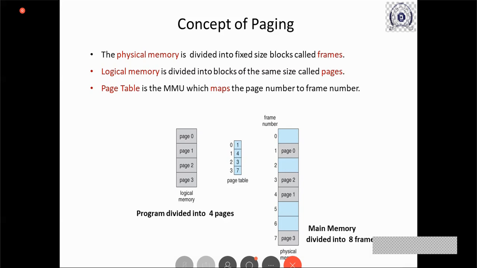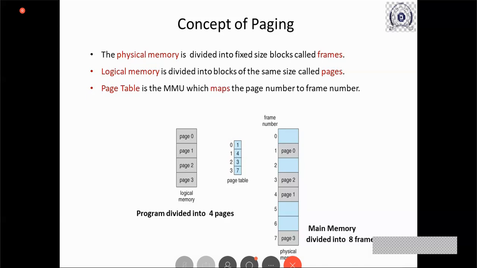Then we come to the program. Program address space is also divided into blocks of the same size as frames, called pages. You know, the program is basically a relocatable code. It's a load module, the relocatable code. It's based on the relative position of the instructions from the first instruction.